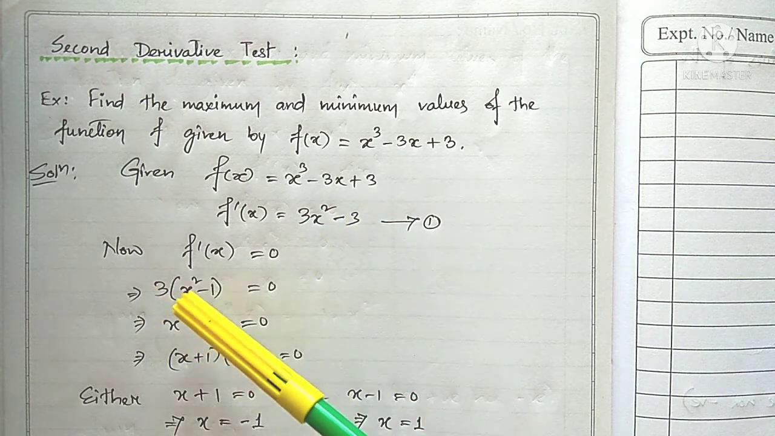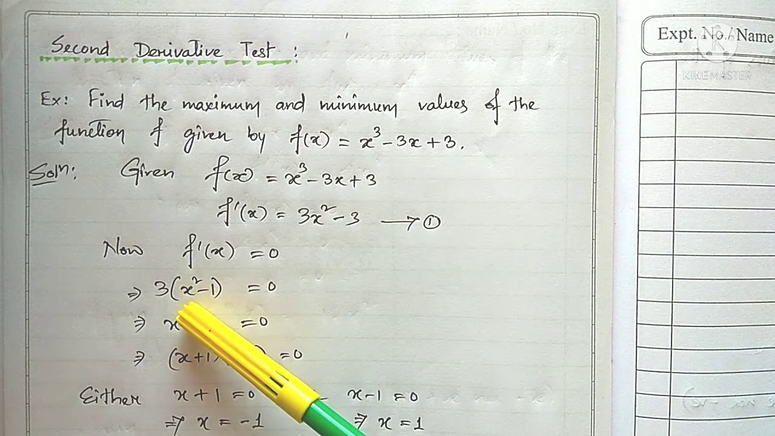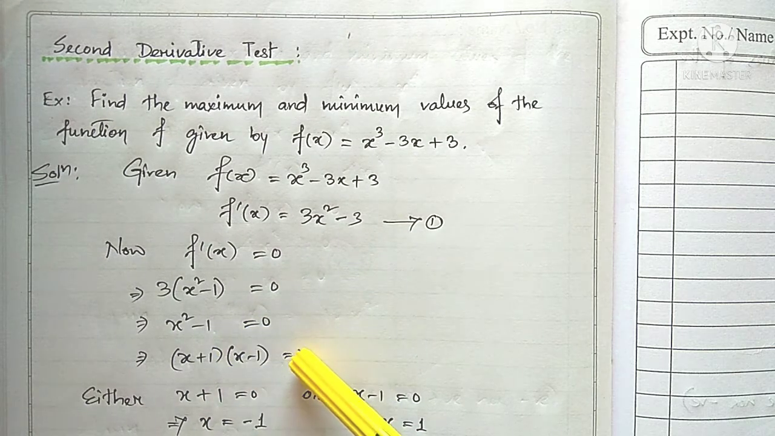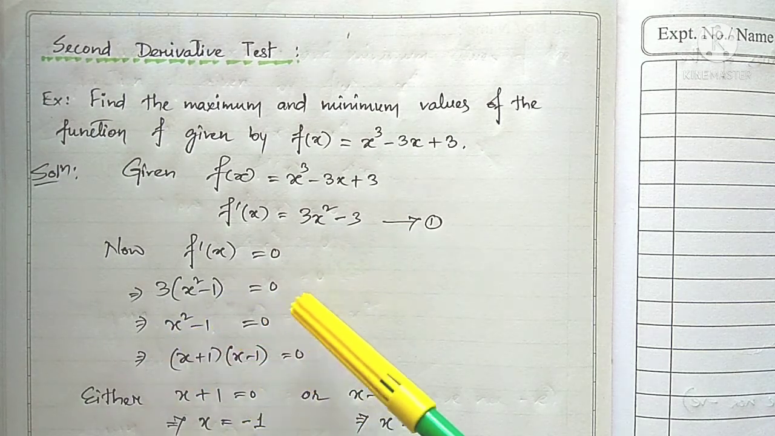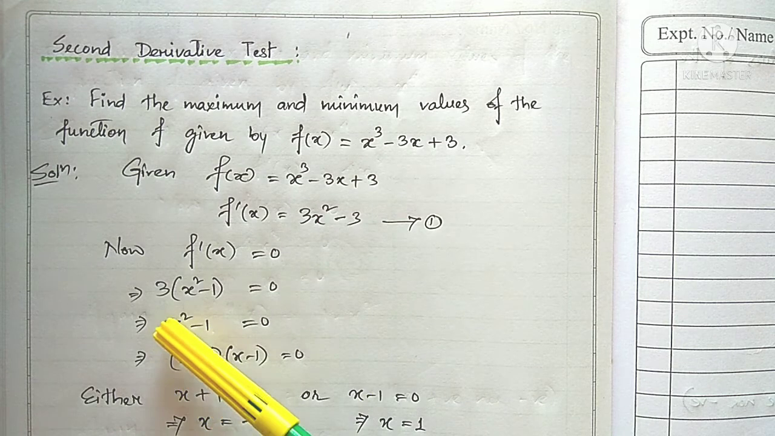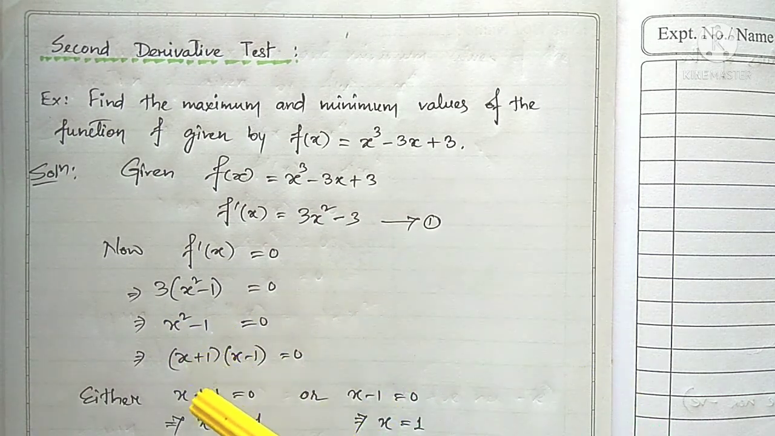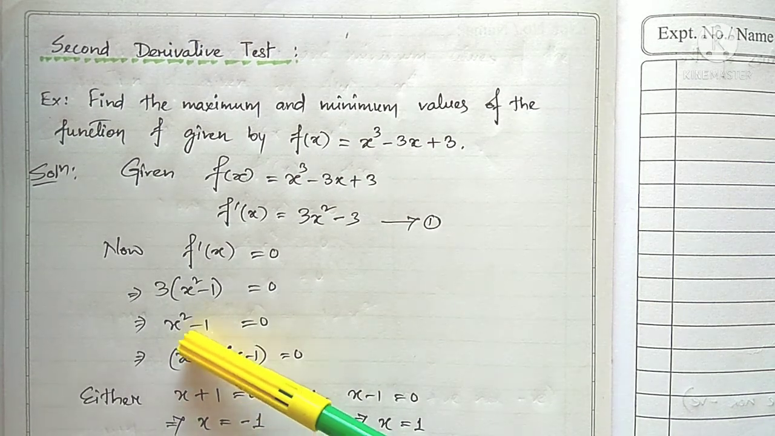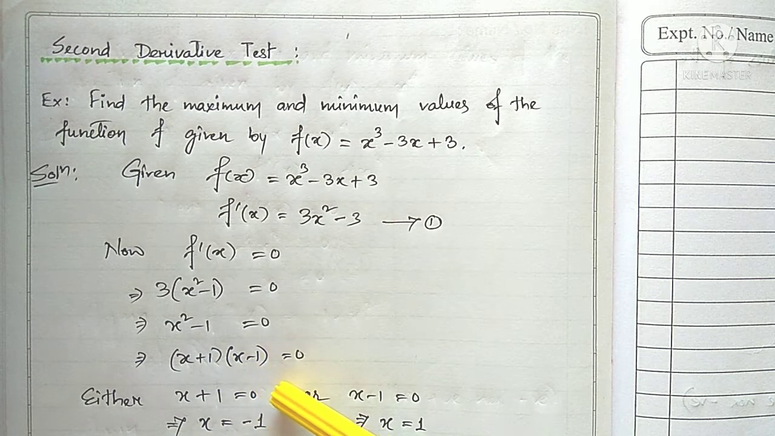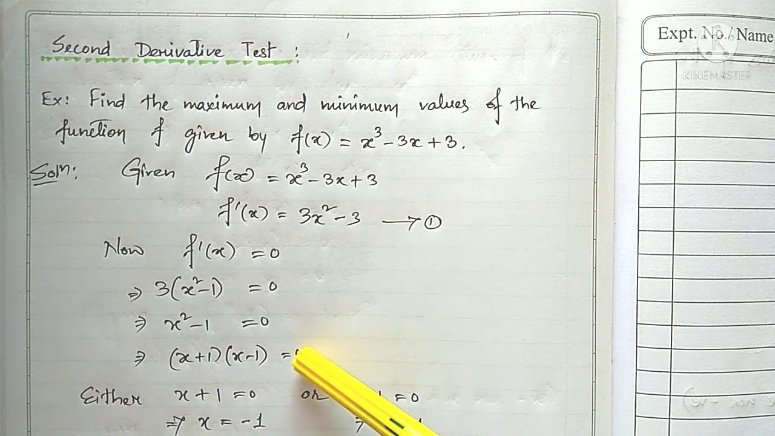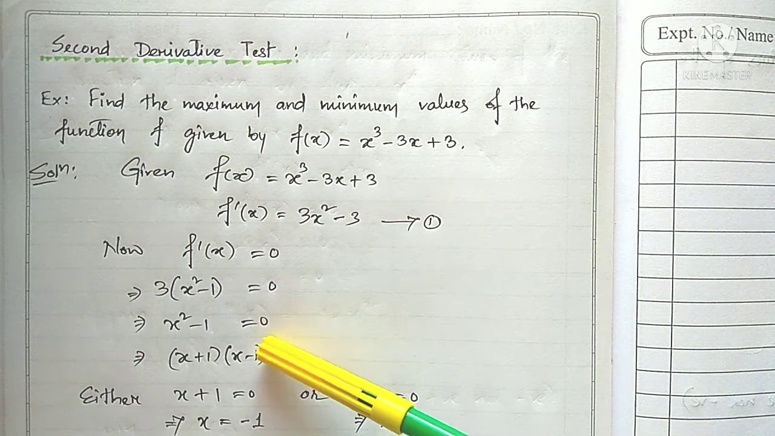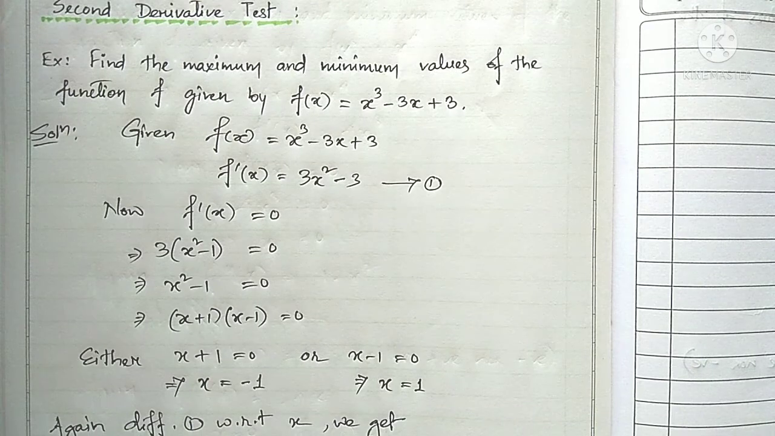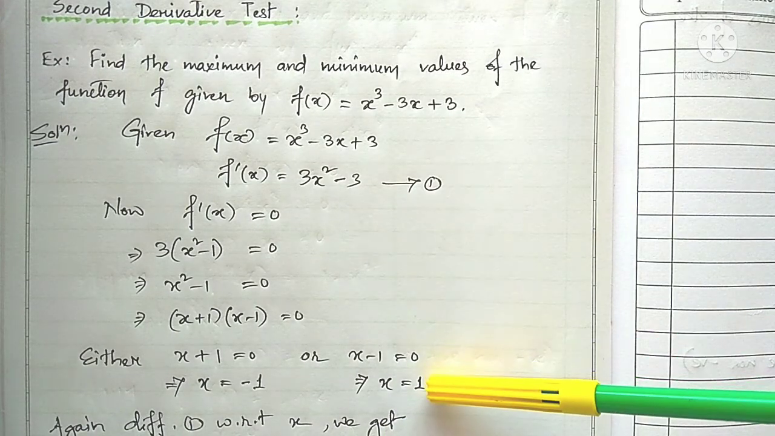So 3x square minus 3 equals 0, taking 3 common, 3 into (x square minus 1) equals 0. Since 3 is not equal to 0, the only possibility is x square minus 1 equals 0. It is of the form a square minus b square, so we apply it: (x plus 1) into (x minus 1) equals 0. From here, if we find the value of x, we get two values: x equals minus 1 and x equals 1. Is it clear?